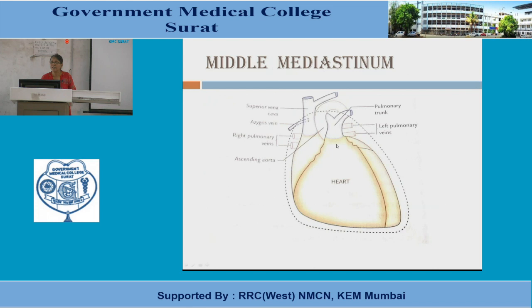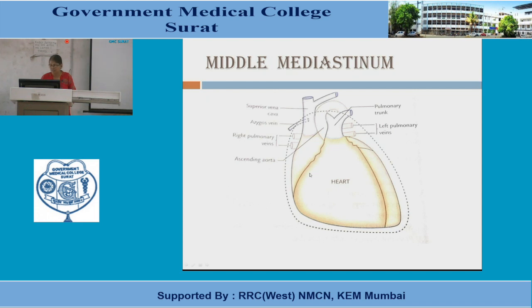You can see the heart in the pericardium. The dotted line shown is the fibrous pericardium. You can see the major contents: this is the pulmonary trunk dividing into 2 pulmonary arteries. This is the lower part of the superior vena cava. This is the ascending aorta, and these are the 4 pulmonary veins, 2 right and 2 left pulmonary veins, and the heart.